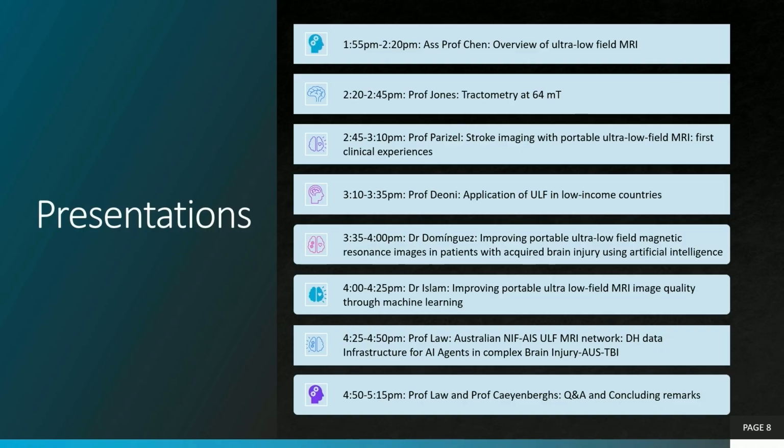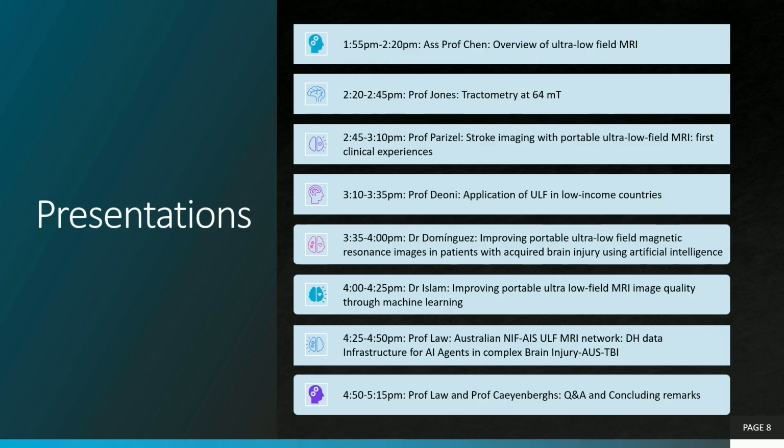On this slide, you can see the different talks that we have for today. First of all, Associate Professor Chen will give an overview of ultra-low field MRI and the data processing. Then we'll have Professor Jones talking about this exciting tractometry using diffusion MRI at 64 millitesla. Then Professor Parizel will give a talk about ultra-low field MRI in stroke patients. He will share his first clinical experiences. Then we'll have a talk from Professor Dioni, who will talk about the application of ultra-low field MRI in low-income countries, including Africa and South Asia.